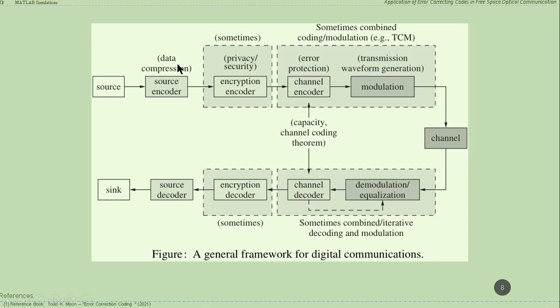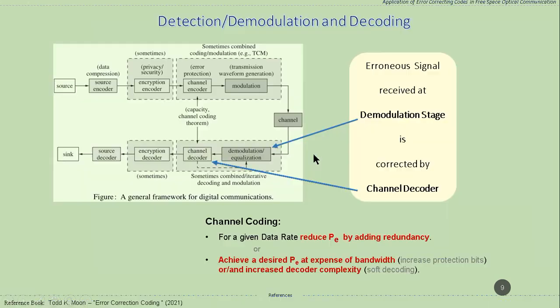Anyway, coming back to the basic digital communication system, I will be working on channel encoding and decoding, then modulation and channel. First I am working on error correcting schemes. I'm trying to reduce the error probability at a given expense of bandwidth or decoder complexity.